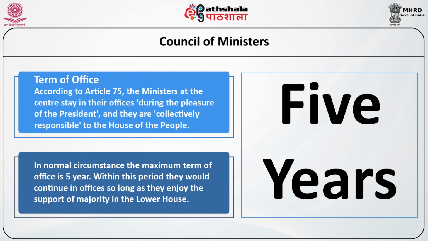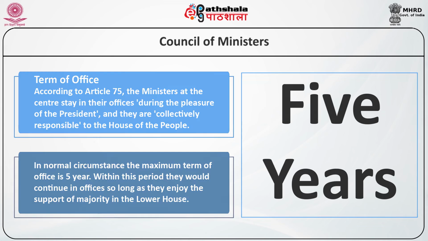In normal circumstances, the maximum term of the Council of Ministers is 5 years. Within this time, if they continue enjoying the majority of the Lok Sabha, they stay, but they go in case they lose the majority of the House.